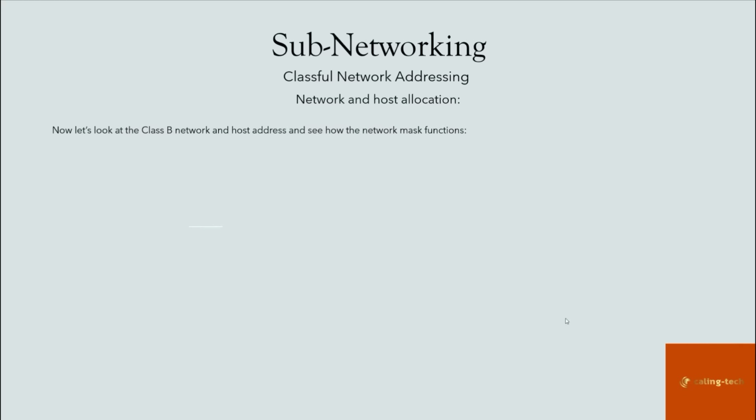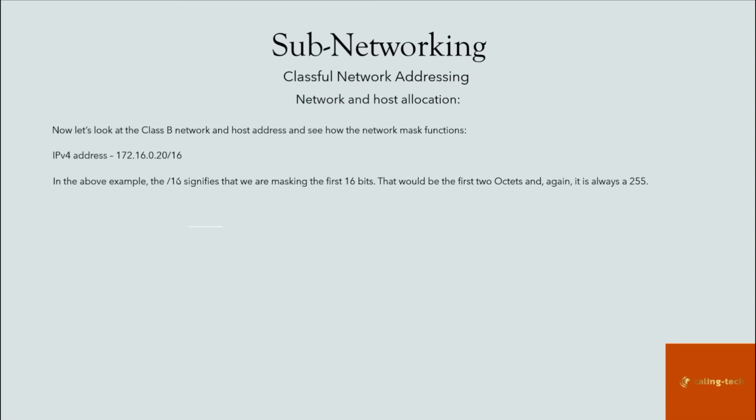Now we're going to have a look at a Class B network and the host addresses and see how the network mask functions. So we're going to take the address 172.16.0.20. This is a host address with a /16. So in the above example, as per with the Class A, it was the first 8 bits, but in a Class B, it's the first 16 bits that signifies we're masking them.